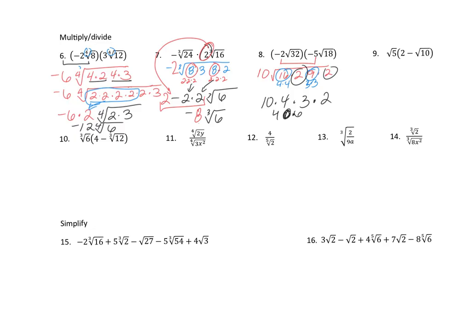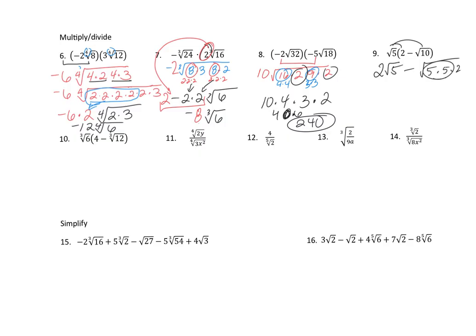40 times 6, which is 240. Okay, so number 9, we're multiplying a binomial by a radical. We're going to distribute. 2 times square root 5 is just 2 square root 5. And then I can, again, 5, and 10 is 5 times 2. So I have a pair.